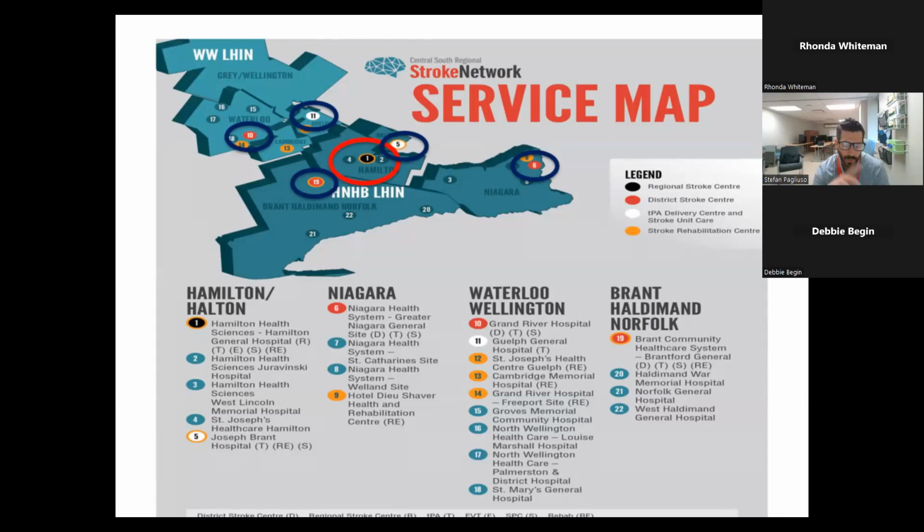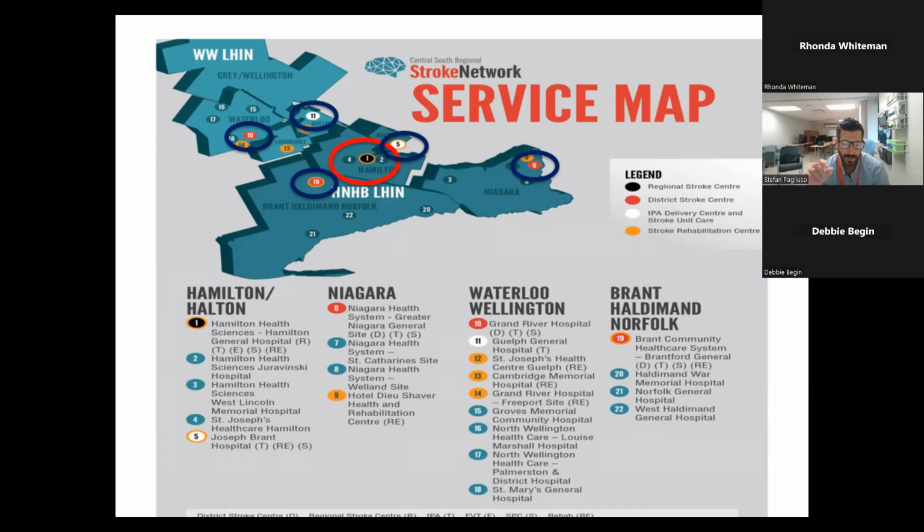Within our region, we briefly talked about this earlier, but there are 6 thrombolysis delivery centers. So those are Grand River Hospital, Guelph General Hospital, Brantford General Hospital, Joseph Brant Hospital, the Niagara General Hospital, and the Hamilton General Hospital. The Hamilton General Hospital within our region is the only endovascular therapy or clot retrieval center within the region. So every EVT case from all of our regional hospitals are transferred to the Hamilton General for endovascular therapy.